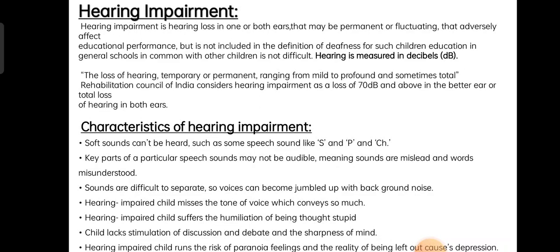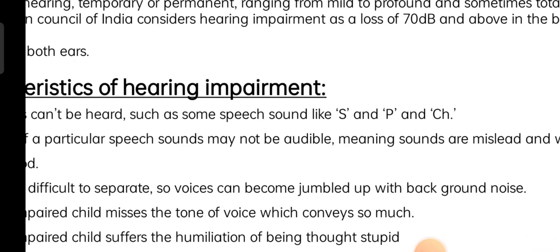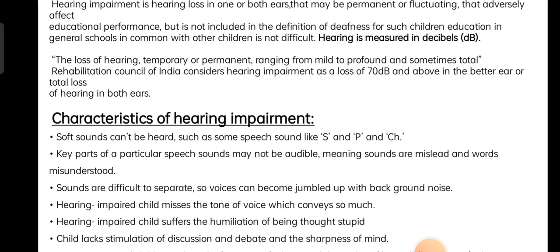So what are the characteristics? The WHO, World Health Organization, also grades them. How the hearing impairment is, whether they have a slight impairment or moderate impairment or severe or profound impairment. So we have different characteristics of hearing impairments.